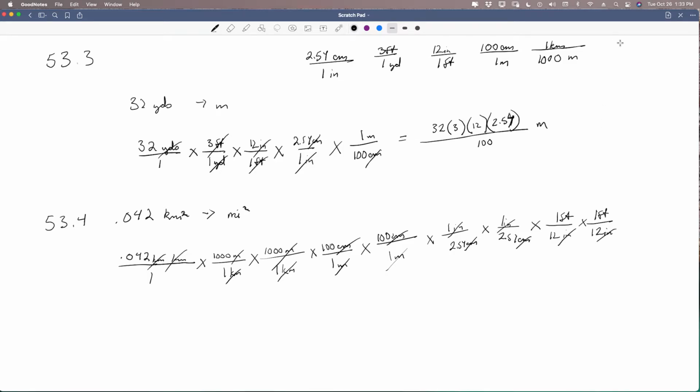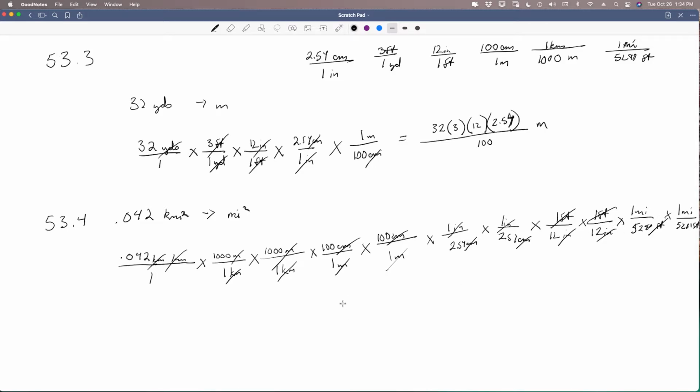Oh, the one we forgot was miles. So one mile is equal to 5,280 feet. So let's put that in here. So we want to go 1 mile over 5,280 feet. Cancels this foot, cancels that foot. One more. Man, this is getting long, isn't it? 5,280 feet. Allows this foot and this foot to cancel. Now we have miles square.